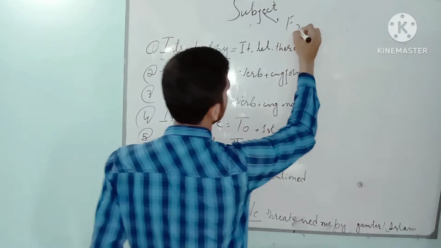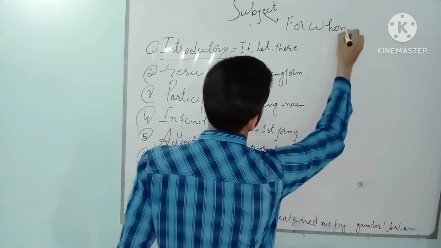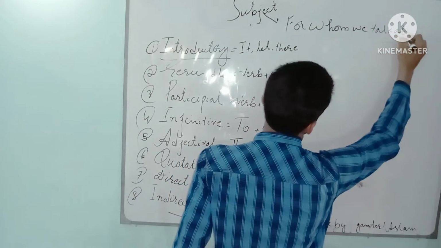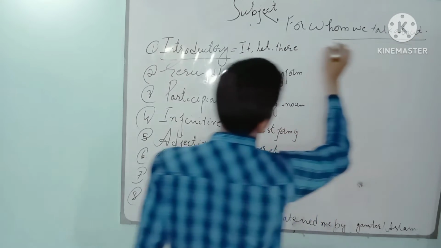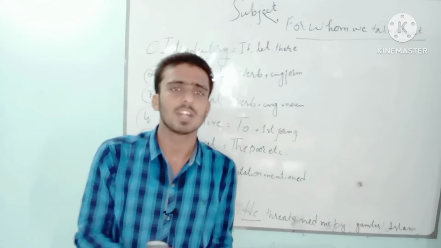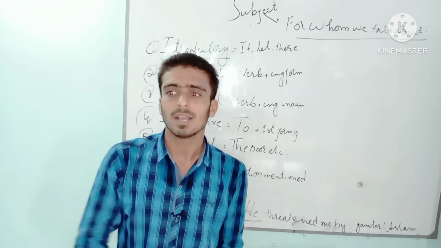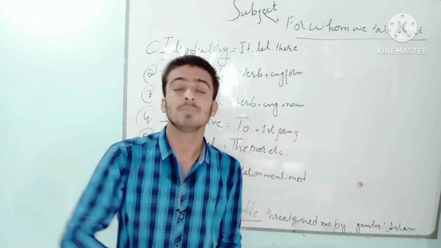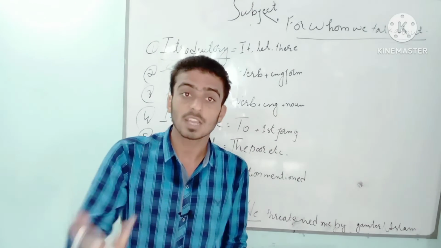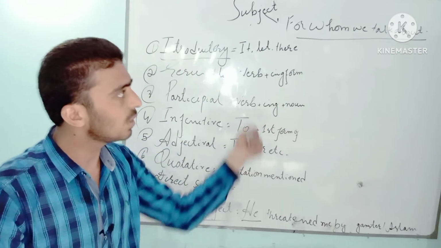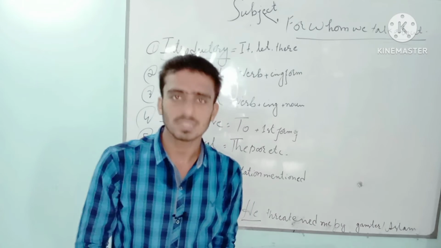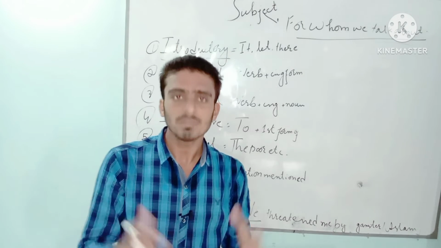The one about whom we talk. It doesn't matter whether the subject is doing some action or not, we just talk about it. Suppose I say Ali writes a letter, it means Ali is doing the action and I am just talking about it. Ali is a teacher, it means Ali is not doing any action and I am just talking about it. So whenever we just talk about something, that is known as the subject. The one about whom we are talking is known as the subject. That is the actual and correct definition of the subject, and it can never be wrong.